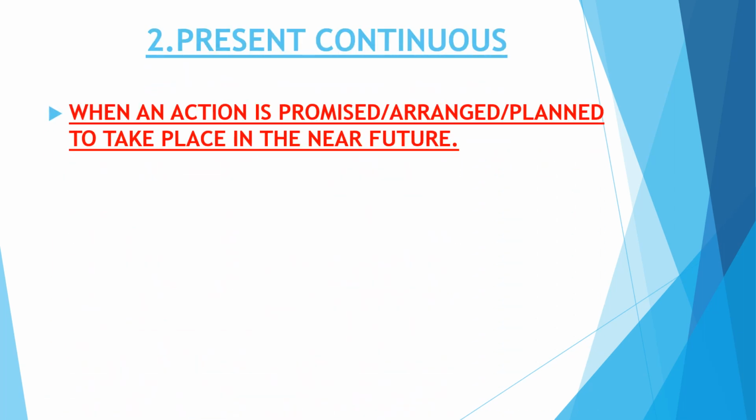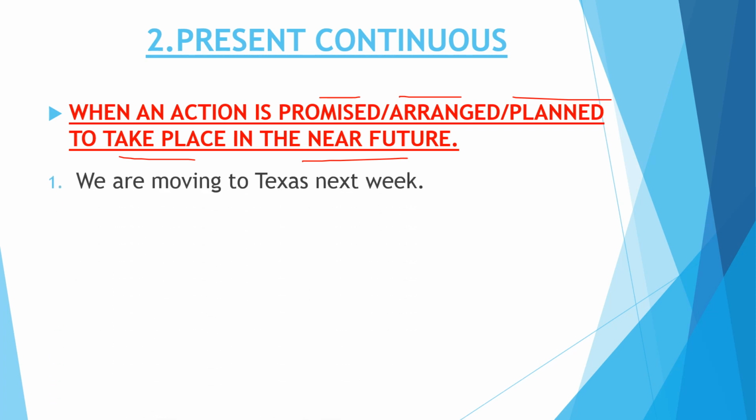Present continuous, how we use this in future tense: when an action is promised, arranged, or planned to take place in the near future. We are moving to Texas next week. We are planning for the future that is going to happen next week. The bus is leaving at 6 p.m. Yet 6 p.m. is not on the clock.